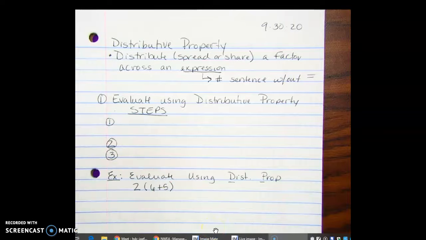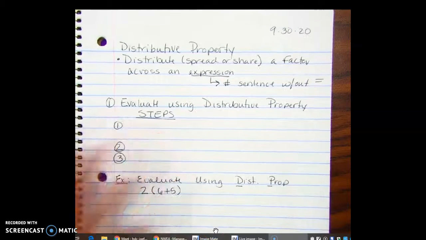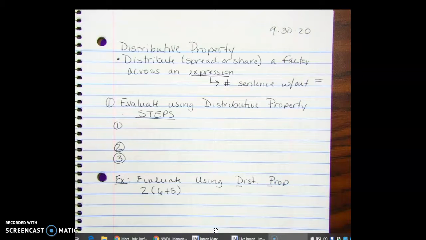Today's lesson is using the distributive property to evaluate and apply finding the greatest common factor. This is kind of a challenging lesson, so I have a lot of stuff already pre-written. Please pause this as needed so that you can keep up.